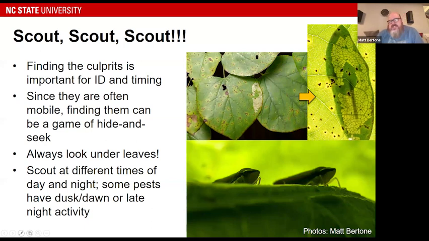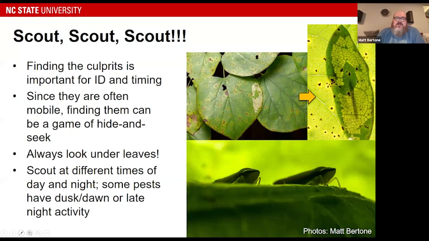Since arthropods are mobile, Mike has it a little easier sometimes with the pathogens because they don't run away or fly away. Since insects are mobile, they can be gone by the time the damage is done. So finding them can be a game of hide and seek.